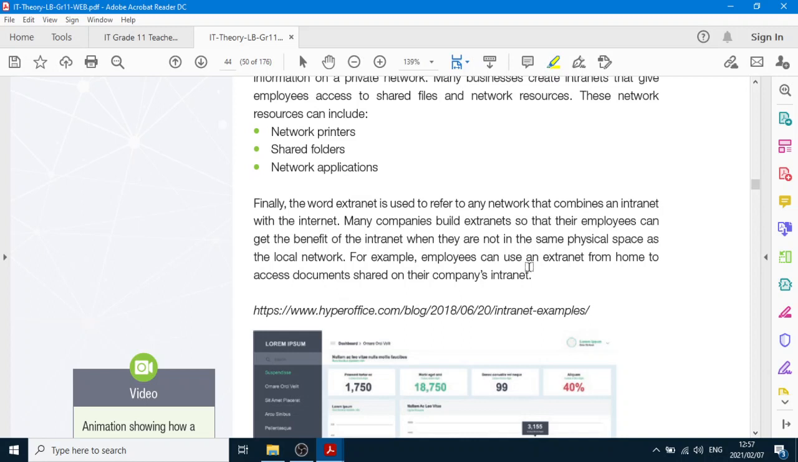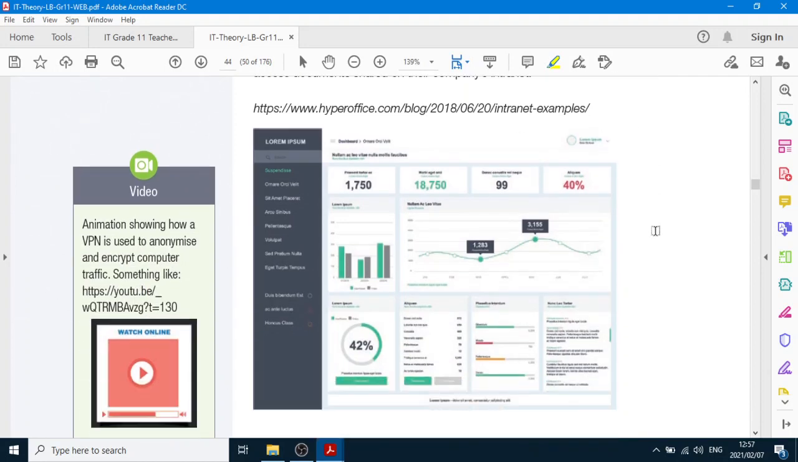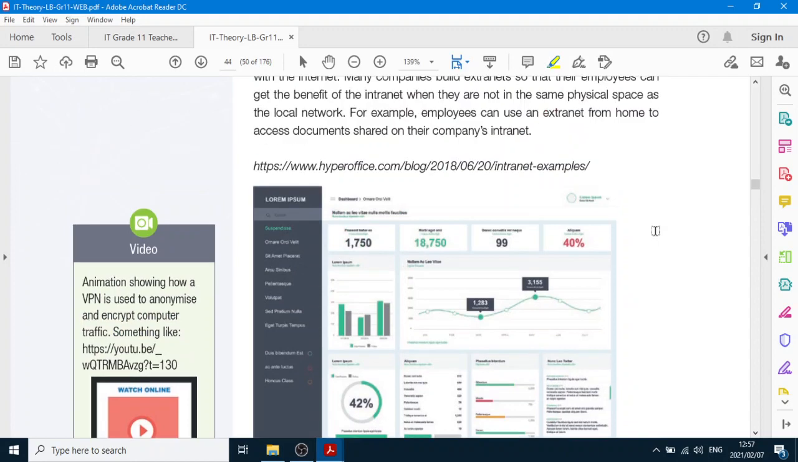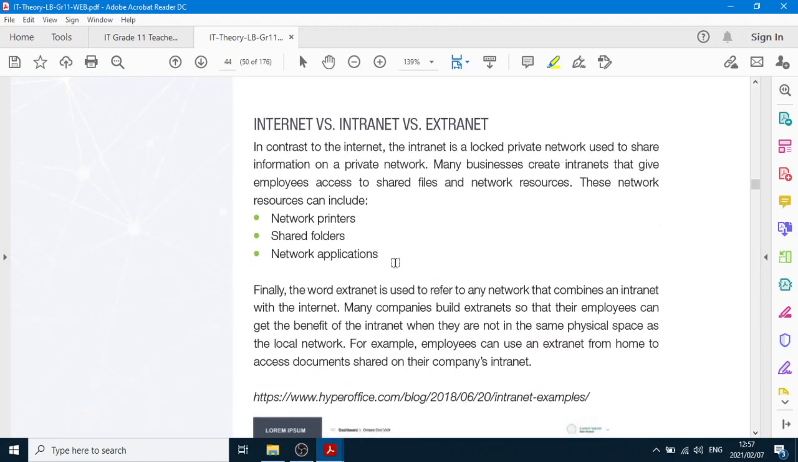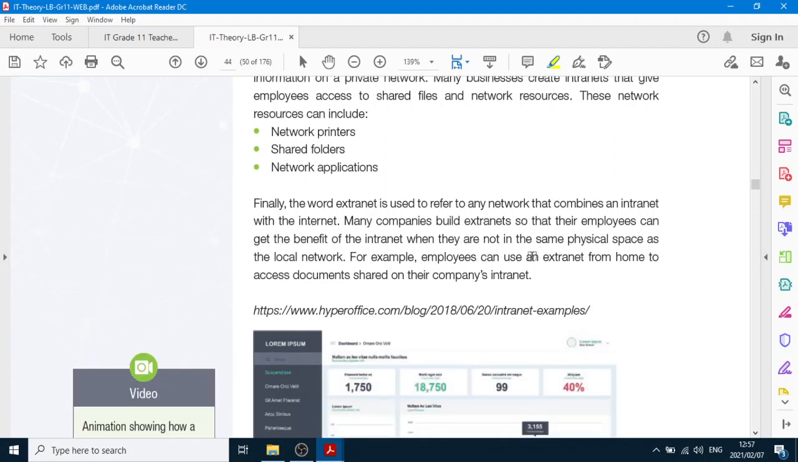Anyway, companies build extranets so that employees can benefit from the intranet when they're not in the same space. So you basically connect from home and go to the company's intranet. So you're able to access all the things that you're able to do at school with your personal little network. But you can connect to that personal network from home using the internet. And then of course you have usernames and passwords all secure.